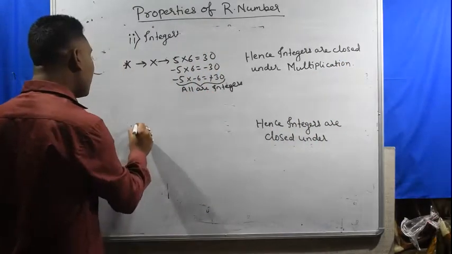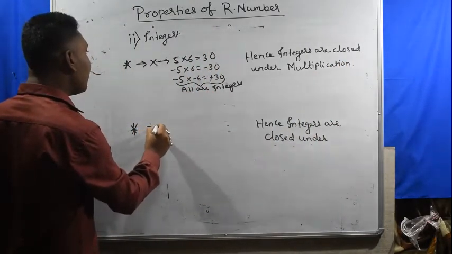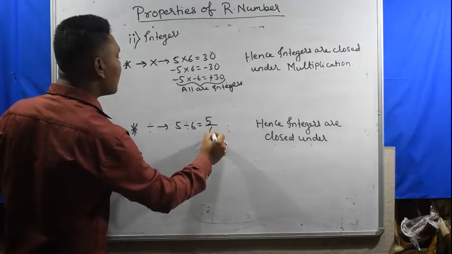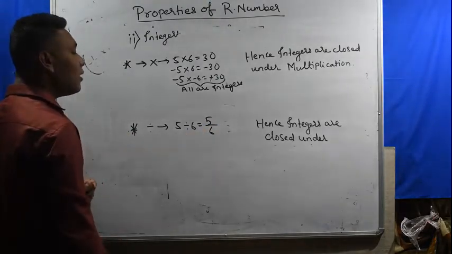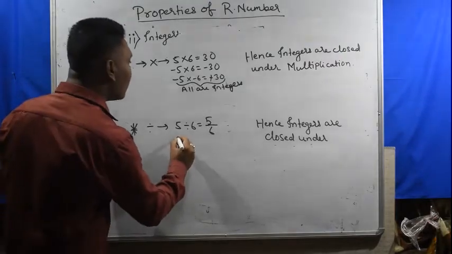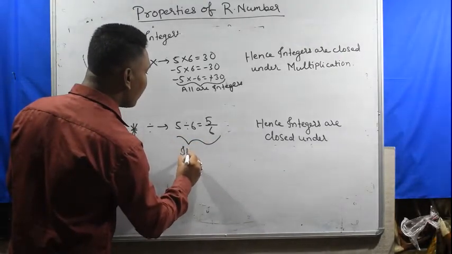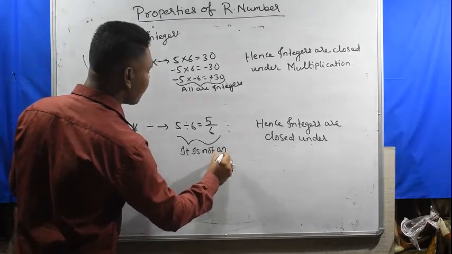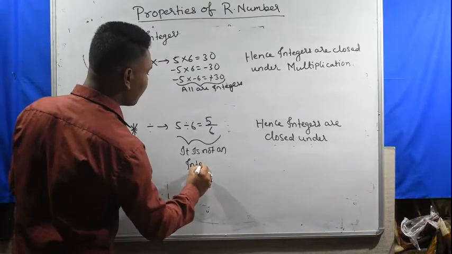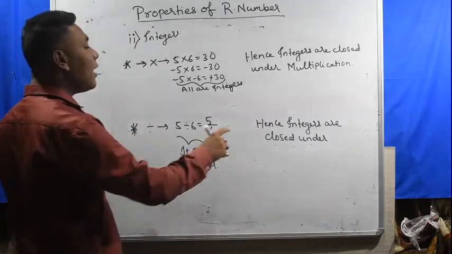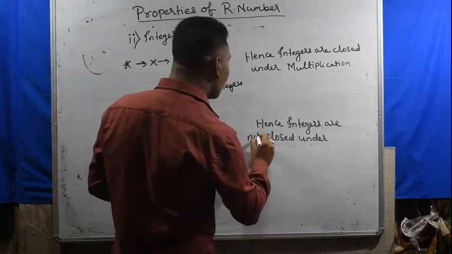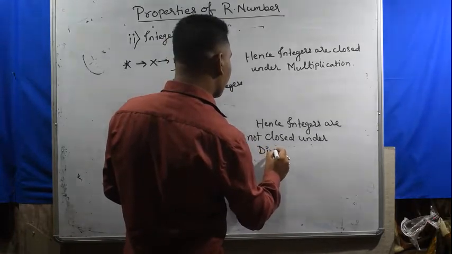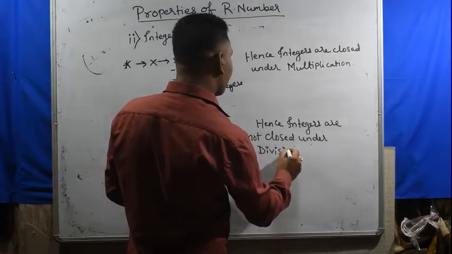Now let us check for division. For division, 5 divided by 6 is equal to 5 upon 6. So is it an integer or is it a fraction? It is not an integer. Since it is not an integer, hence integers are not closed under division. Okay?